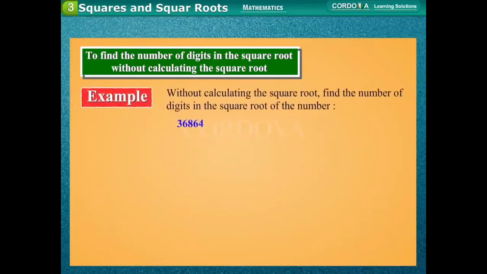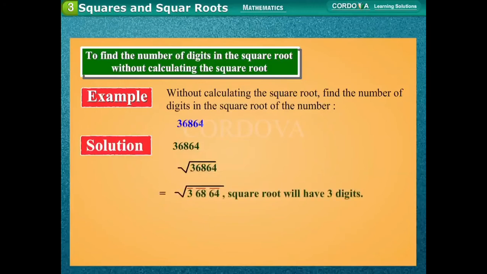Example: without calculating the square root, find the number of digits in the square root of the following number. 36864. Solution: the square root of 36864 will have 3 digits.